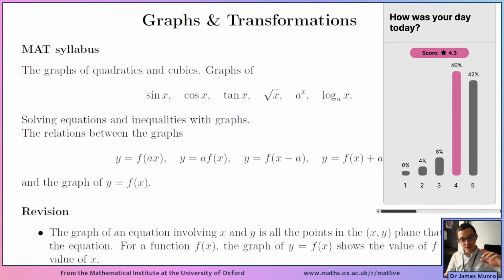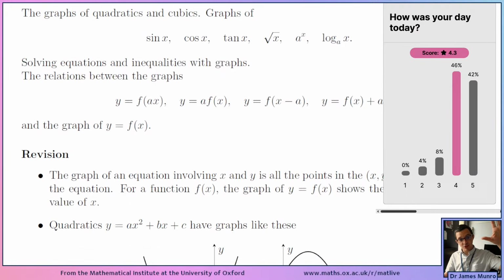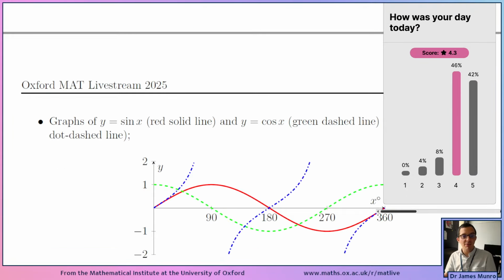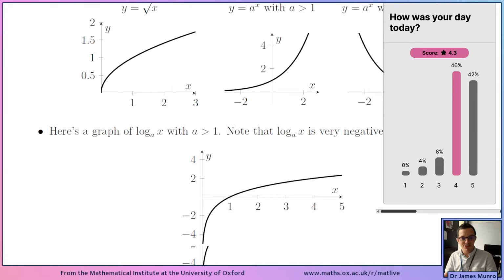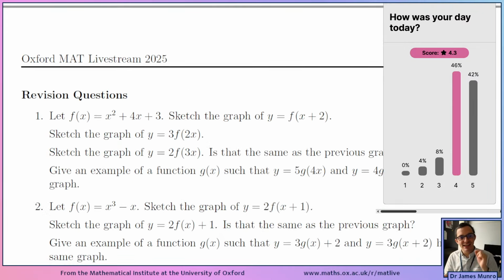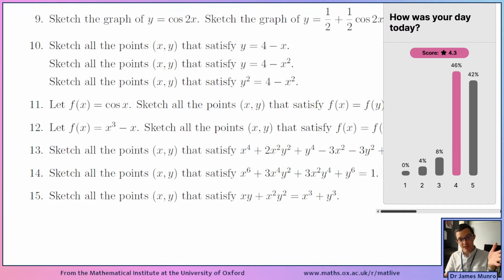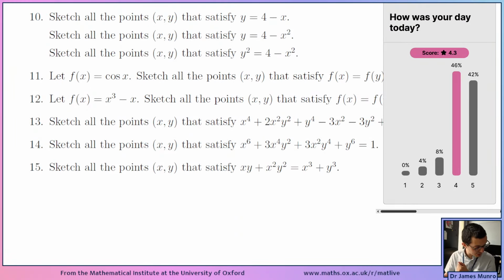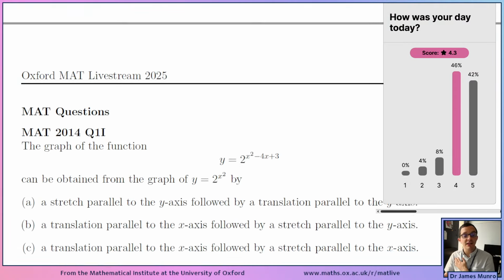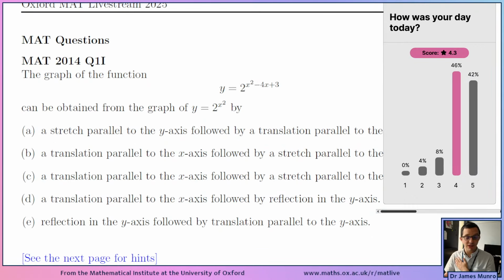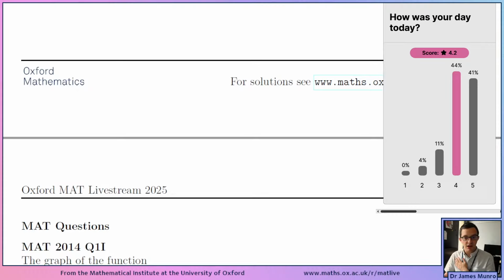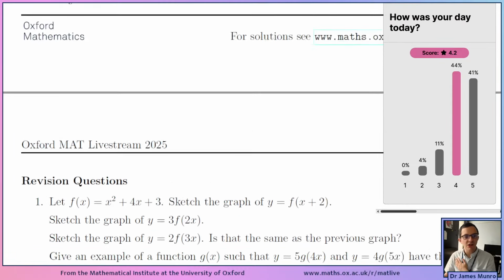Never mind. Okay, so this document has a bit of maths syllabus at the top. It has some revision notes. It has some more revision notes. It has more revision notes. It has some revision questions, which are designed to maybe bridge the gap between A-level and MAT. We have about 15 of those to choose from today, and then some MAT questions, which hopefully we'll get onto later on. But we're going to start up here.